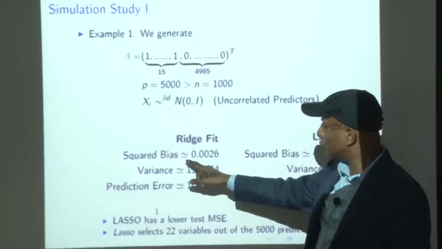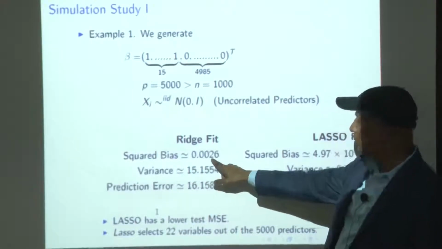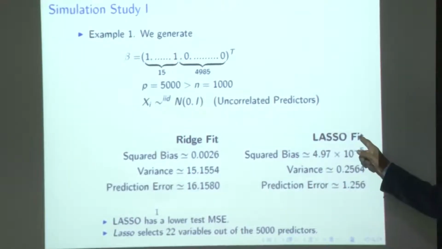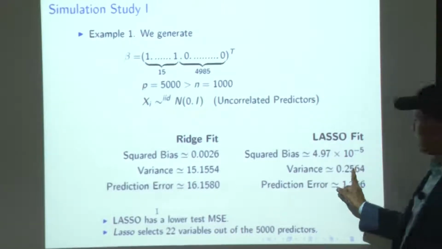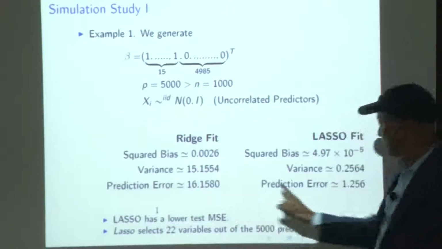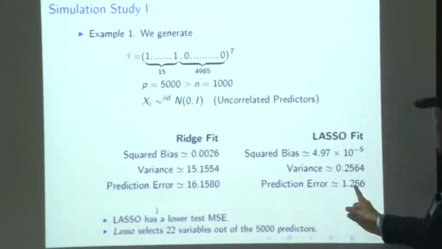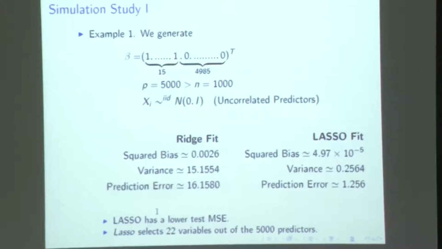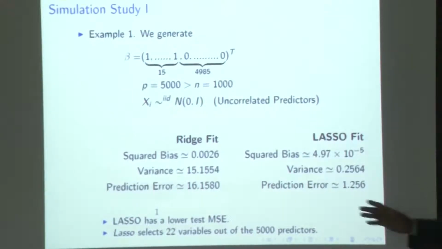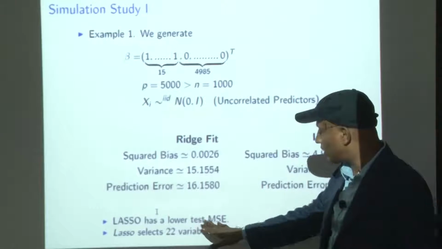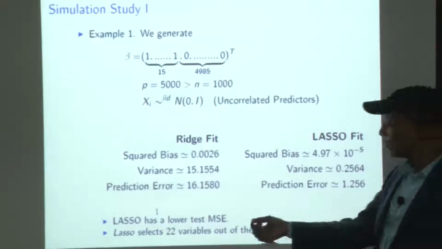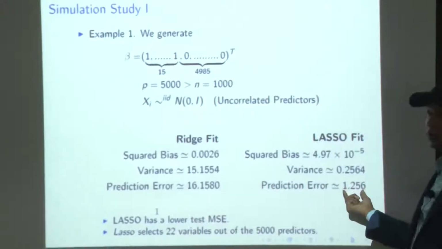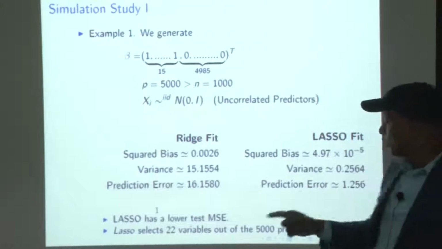In terms of the squared bias, ridge gives 0.0026, and Lasso gives 4.97 times 10 to the power minus 15. In terms of variance, Lasso is much lower. In terms of the prediction error, it is 16.15 for ridge and 1.256 for Lasso. So what you have seen here is that Lasso has a lower test MSE. Lasso selects 22 variables out of the 5,000. Since it is also predicting better in this situation, you get the better prediction error.